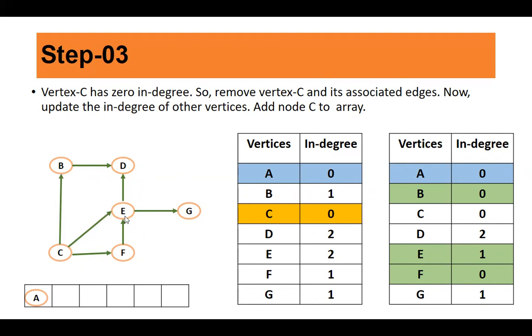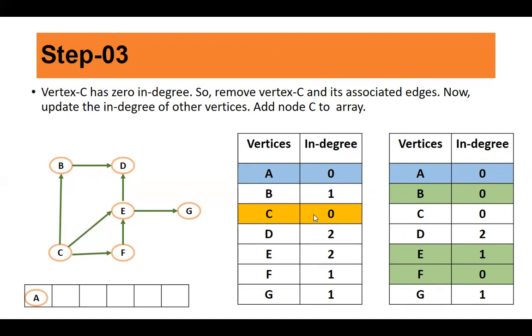Now once you select C, which are the vertices which are associated with C? You have B, you have E, and you have F. You can just see the arrows going to B, F, and E. So what you'll do now? Remove the C from the graph, add it to the array, and also remove the edges related to C. Now, once you remove this edge, what will happen? In degree of B will reduce by 1. In degree of E also will reduce by 1. And in degree of F also will reduce by 1.